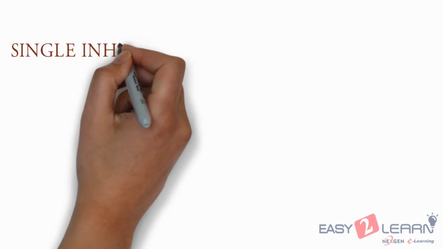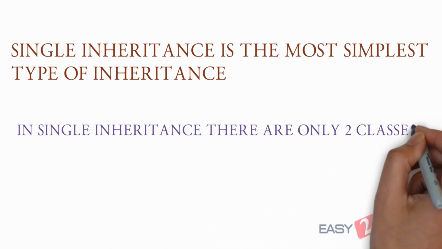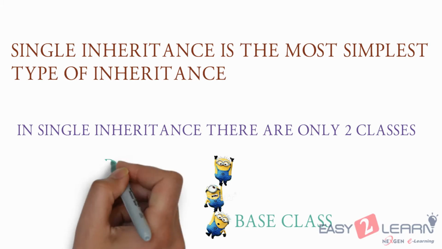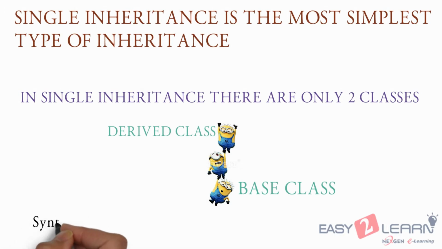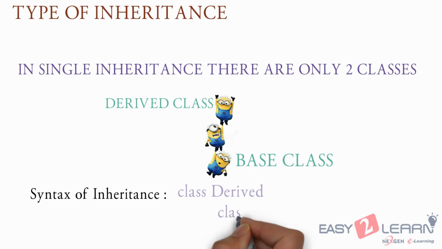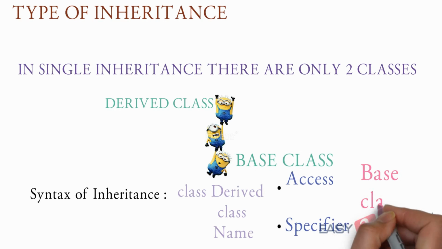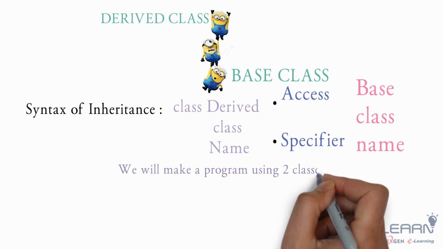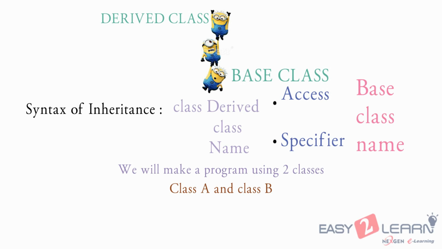Single inheritance is the simplest type of inheritance. In single inheritance, there are only two classes. One is called the base class, and from it you can have another class, which we call the derived class. The syntax of inheritance is: class, derived class name, then access specifier, followed by the base class name. Now we will write a program using two classes, class A and class B, to better understand this concept.